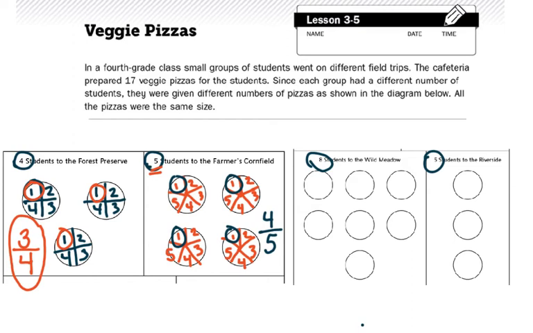Let's take a look at group 3 going to the wild meadow. We are having 8 students divide these pizzas up. Now, I can divide each one into eighths. I can definitely do that. So please draw 7 large circles. We'll divide these into 8 equal parts. So draw 4 lines, and that will divide it into 8 equal parts.